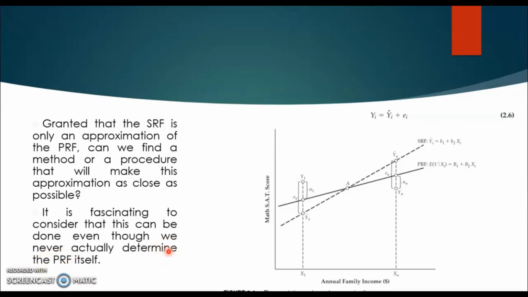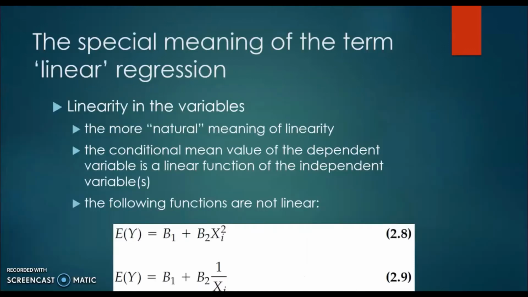Even though we may not be able to know the actual population regression function, we can follow a method that will estimate the sample regression function that is as close as possible to the unknown population regression function. The population regression function as well as the sample regression function that I've shown before are linear in their forms.